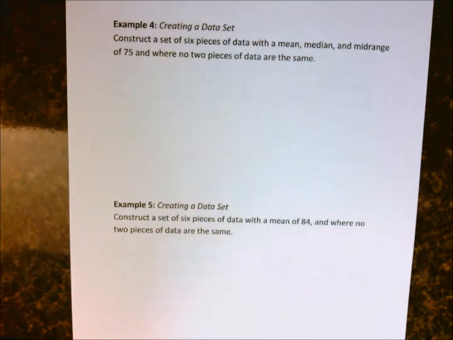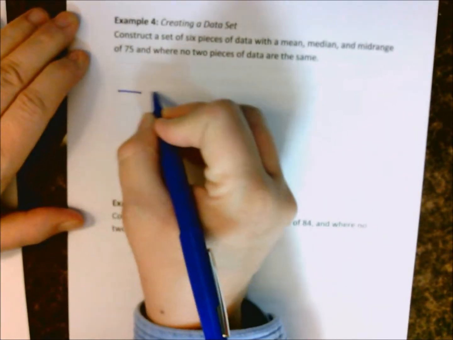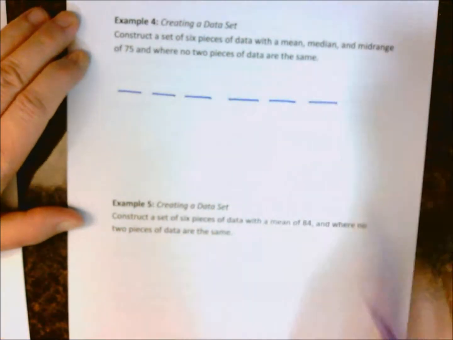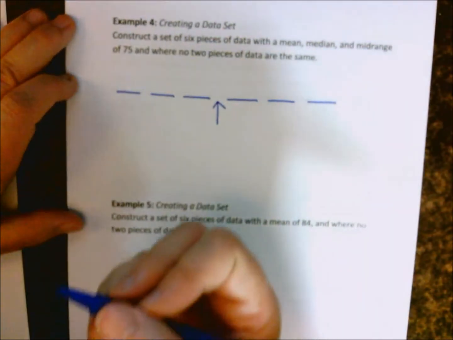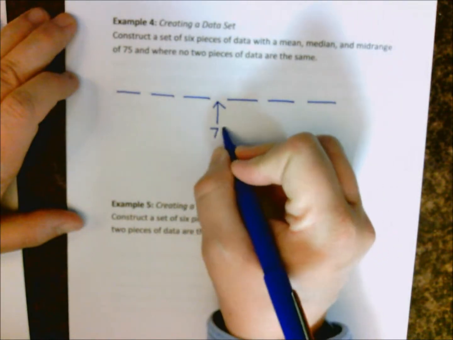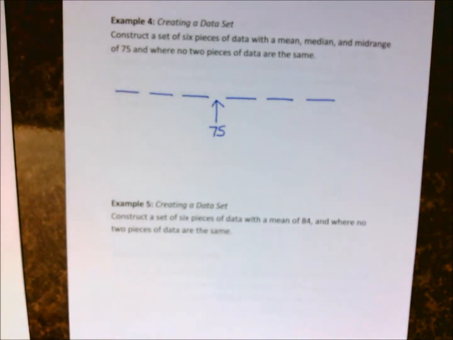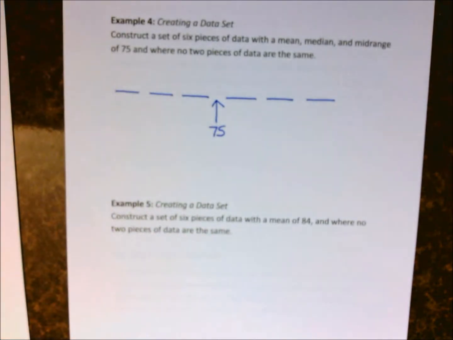Construct a set of 6 pieces of data with a mean, median, and mid-range of 75, where no 2 pieces of the data are the same. Okay, we have to have 6 values. Okay, there are my blanks that I'll fill in. And the median has to be 75, and the mean has to be a 75, and the mid-range has to be a 75. Then there's no mode, right? It says no 2 pieces are the same, so there's no mode.